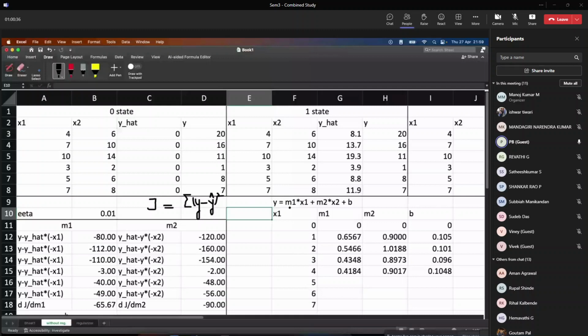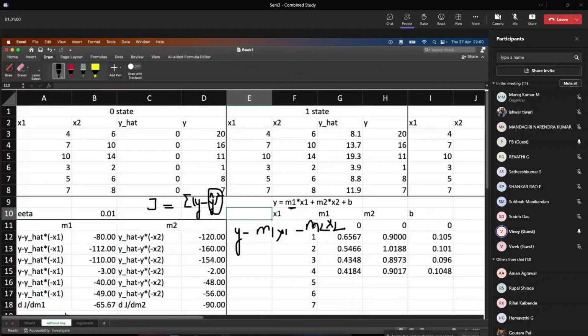Where do I have this m1? It is hidden in y hat. How is it hidden in y hat? Y minus m1 x1 minus m2 x2.